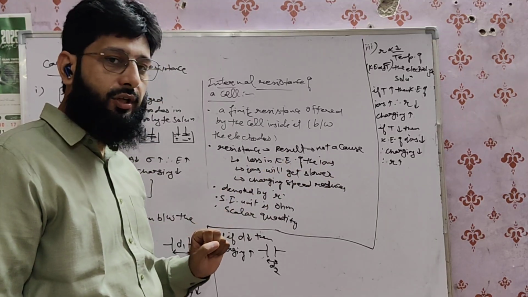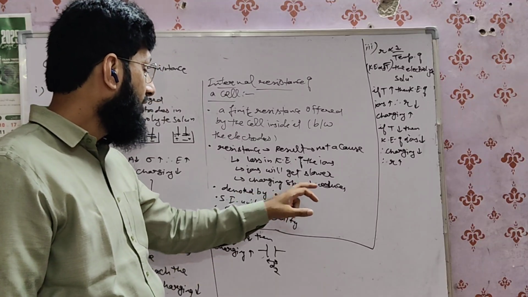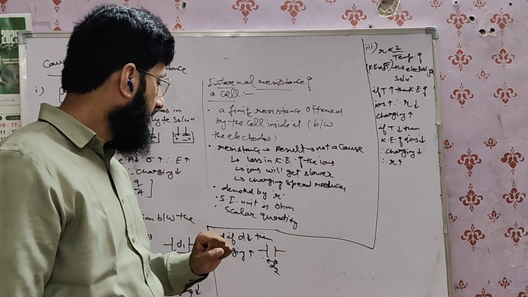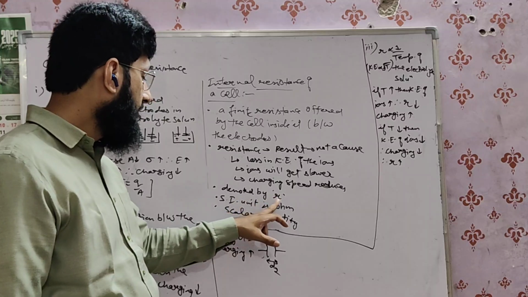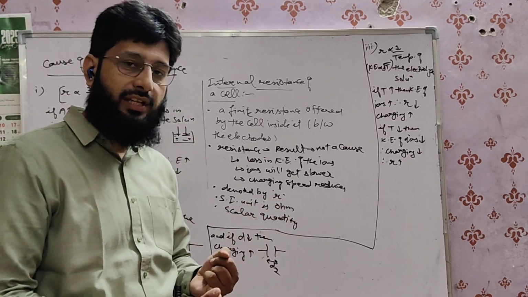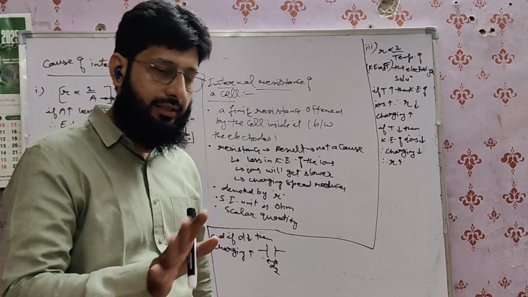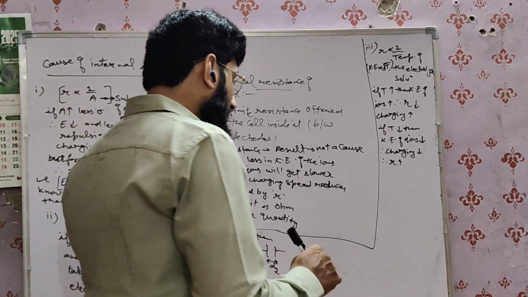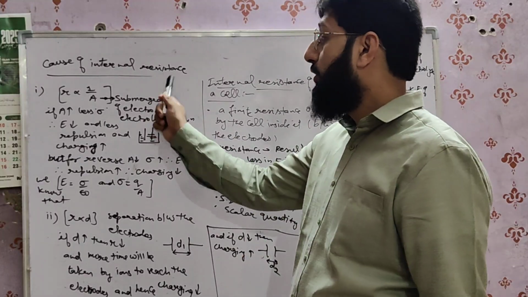Loss in kinetic energy of the ions. Ions will get slower, charging speed reduces. Internal resistance is denoted by small r. SI unit is ohm and it is a scalar quantity. EMF of cell, terminal voltage, internal resistance, all are scalar quantities. So now let's talk about what the causes of internal resistance are.